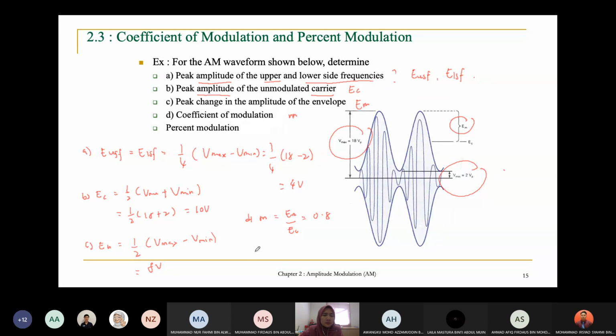And the last one is percent modulation. Percent modulation is capital M. It is actually the modulation coefficient multiplied by 100%. So you should get 80%. Okay. So any question for this example?